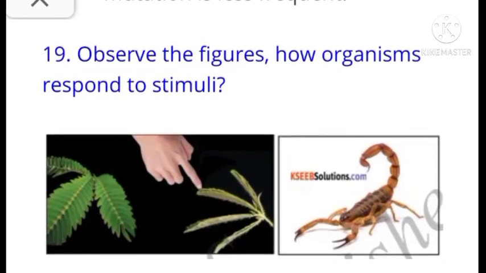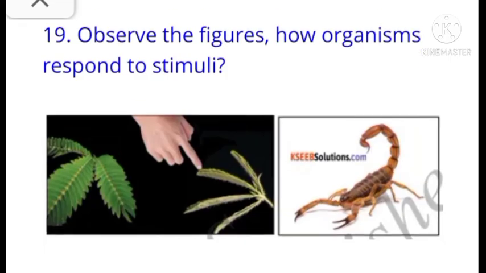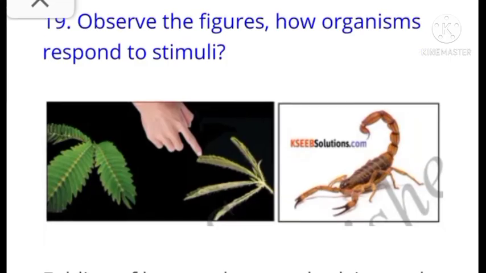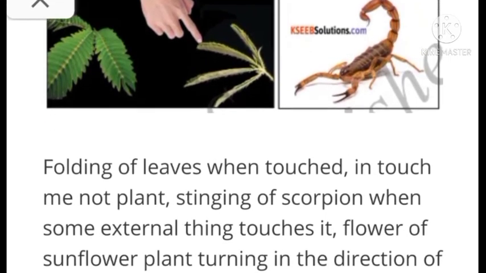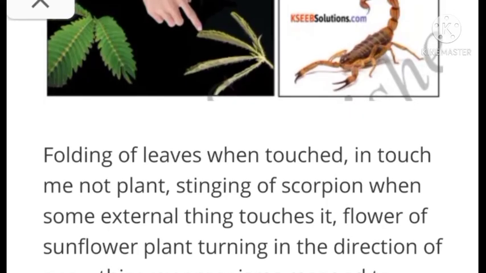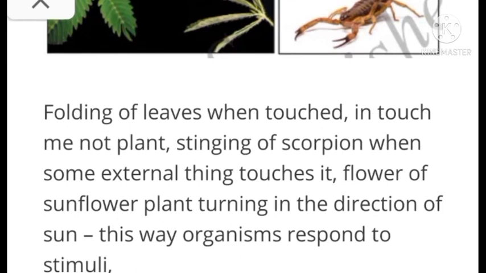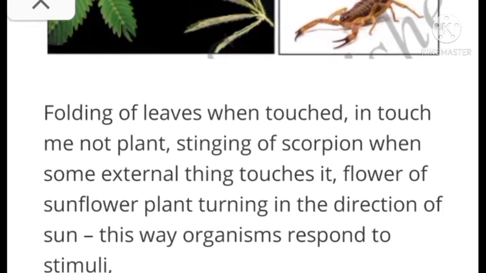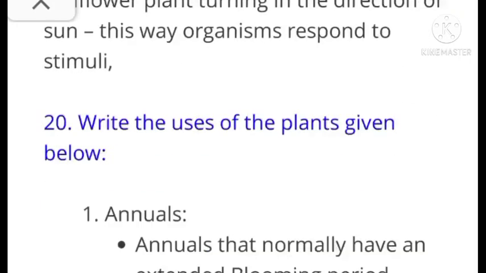Next question. Observe the figures, how organisms respond to stimuli. Can you see here pictures? Yes, this is a touch-me-not plant and here is a scorpion. Folding of leaves when touched in touch-me-not plant. Stinging of scorpion when some external thing touches it. Flower of sunflower plant turning in the direction of the sun. This way organisms respond to stimuli.